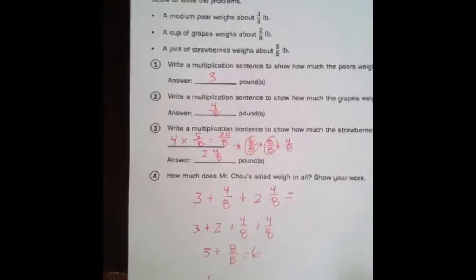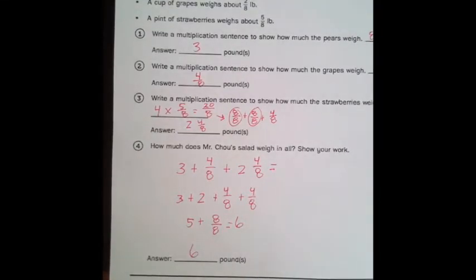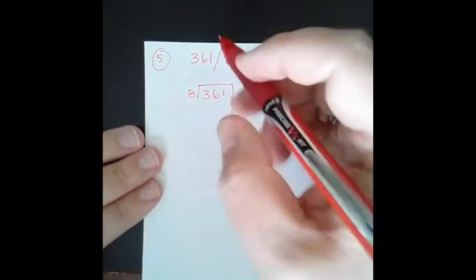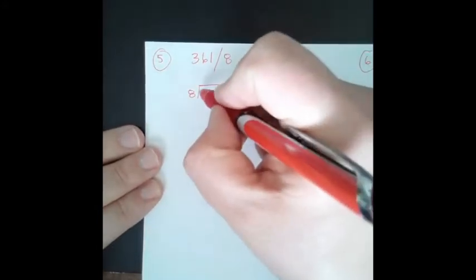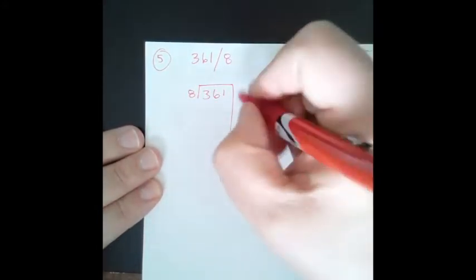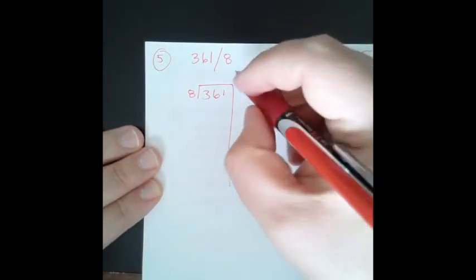All right, our practice is some division problems. I'm going to do 5 and 6 for you and have you do 7 and 8 on your own. So I am going to show 361 divided by 8. So I made my division setup here. I'm going to use partial products for this.